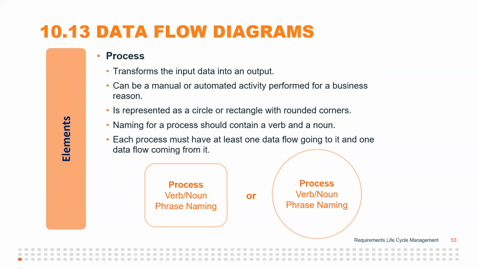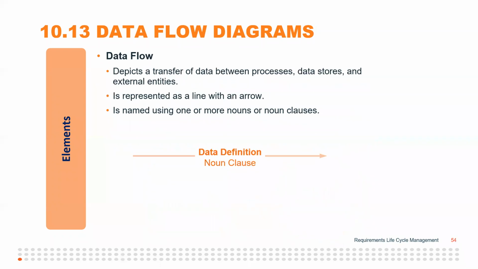And then the process for your data flow diagrams is how you transform the input data into an output. It can be a manual process or an automated process that's performed for a business reason. The process is represented as a circle or a rectangle with rounded corners. The naming for a process should contain both a verb and a noun. So it can't just have a noun like the data does, right? It's got to have a verb and a noun. And each process must have at least one data flow going to it and one data flow coming from it.